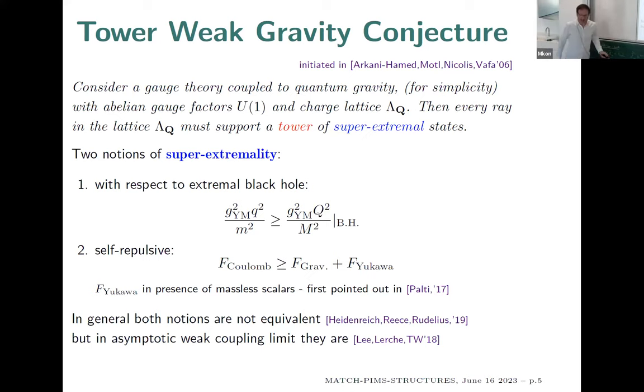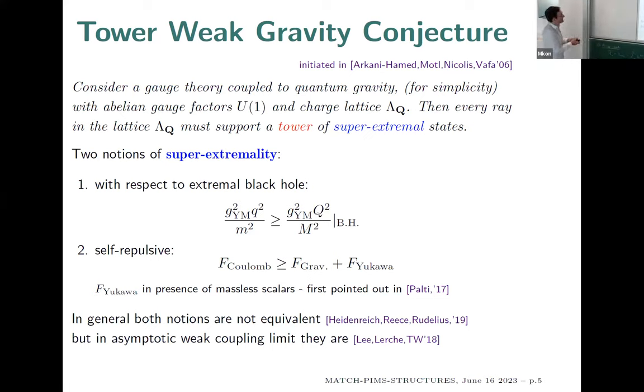And a related way of phrasing that, and this explains the name weak gravity conjecture, would be giving two particles, so two states of a certain representation of a certain weight under their gauge group, then they must be self-repulsive. This means the repulsive force from the gauge group must be bigger than or equal to the attractive forces. And there can be two types of attractive forces, one from gravity, obviously, in quantum gravity, but if there are scalar fields, they can also give additional attractive forces, so-called Yukawa.